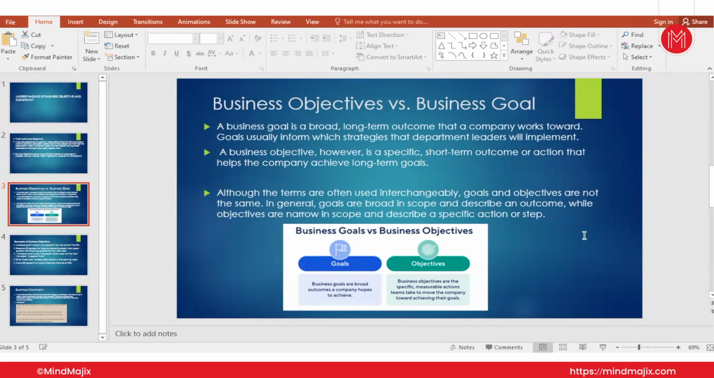So a business goal is a broad or long-term outcome. We can also say that it is the vision of the company. Business objectives are the short-term goals by which we can achieve our business goals. That is the difference between a business goal and a business objective.